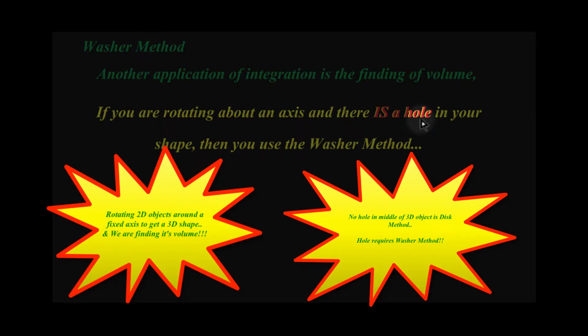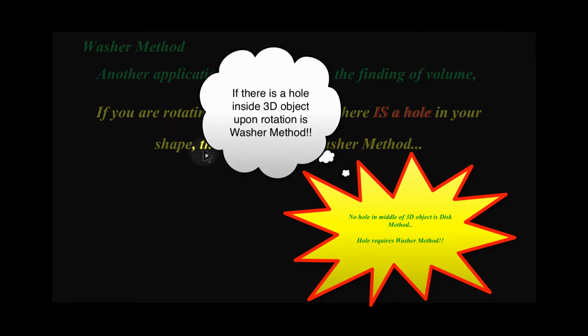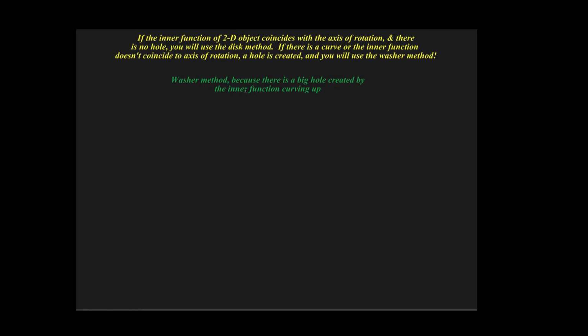Again, this will become more apparent once we do some examples. I'm just trying to get you introduced so you don't get shivers up your spine every time you hear the words washer method. All right, so what is going on with the washer method? There is going to be a big hole created by the inner function curving up in the example I'm about to show you here. Sometimes it can also be created by the axis of rotation not coinciding with the inner function.